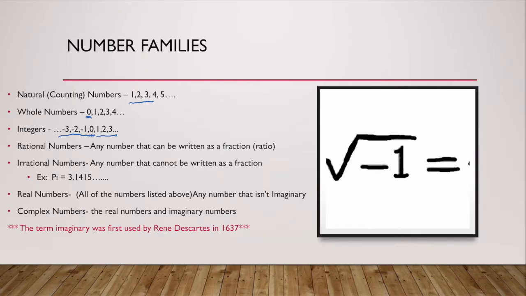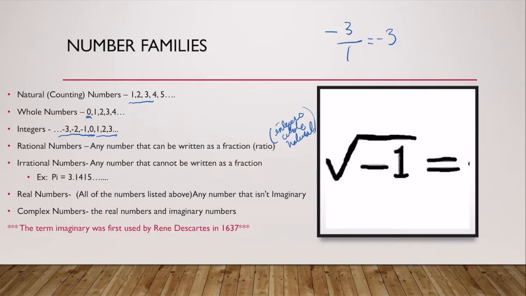Next, it includes the rational numbers. Rational numbers are any number that can be written as a ratio or as a fraction. This includes all the integers, which means it also includes the whole numbers and the natural numbers, because any integer can be written as a fraction over 1. Negative 3 over 1 is negative 3.